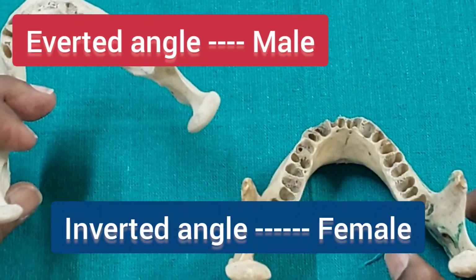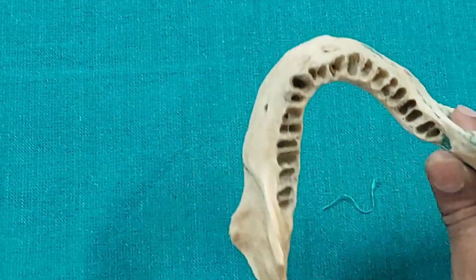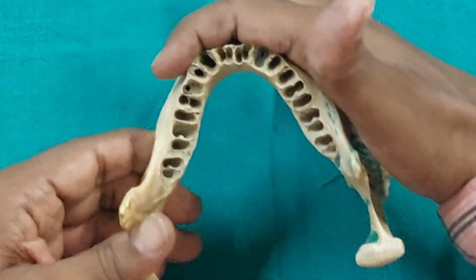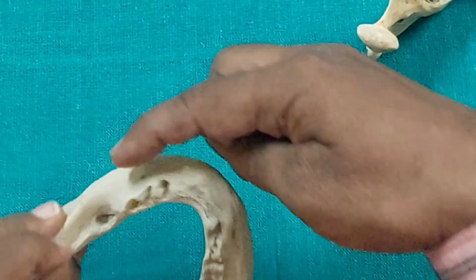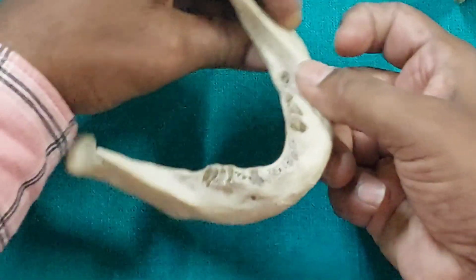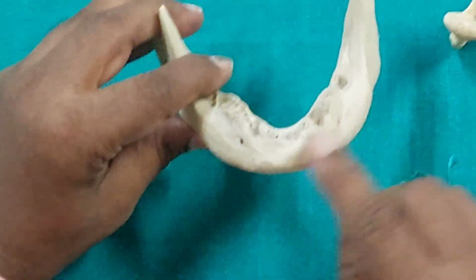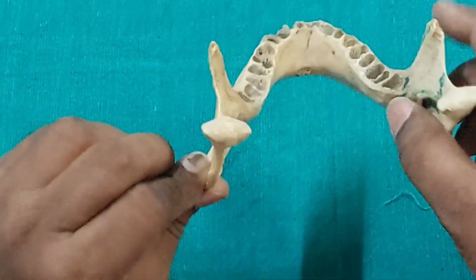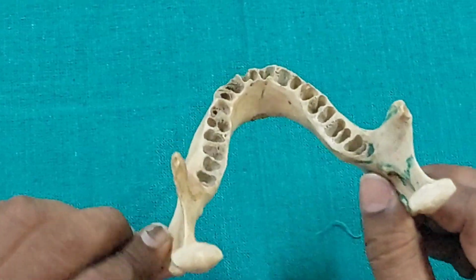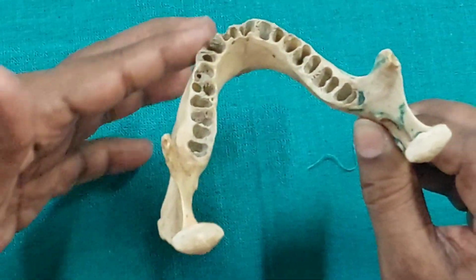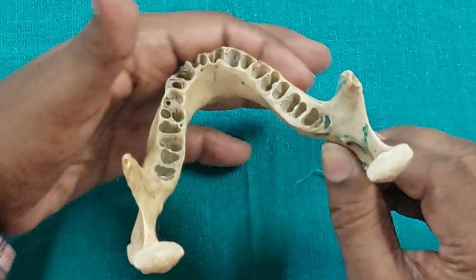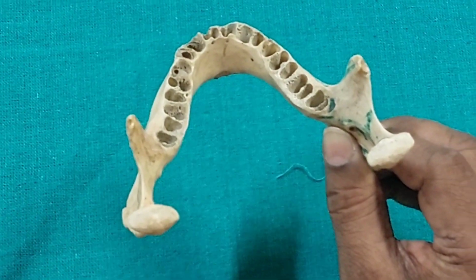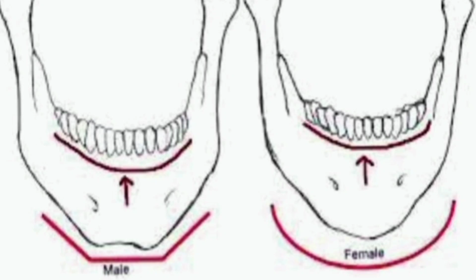And other points are also there, like this curvature. It is more or less square shaped in case of male, and continuous round shaped in case of female. This is another point, so remember at least 2 points. One, the everted and inverted angle of the mandible, and two, the anterior surface of the body of the mandible in the midline, whether it is square shaped or round shaped. Square means male, round means female, this curvature.